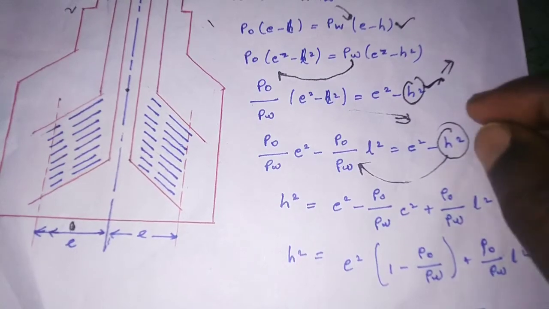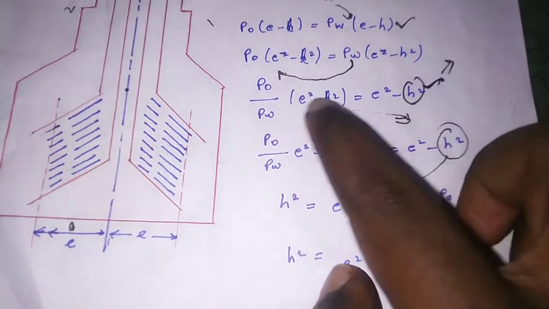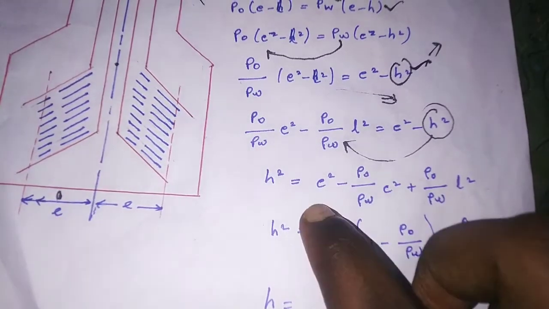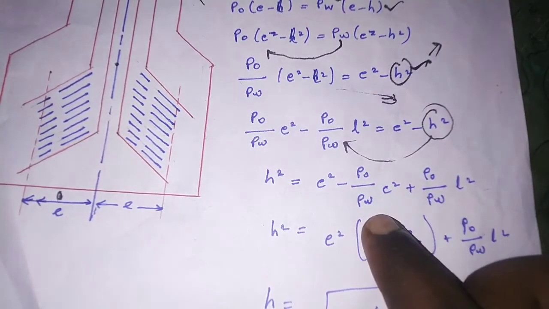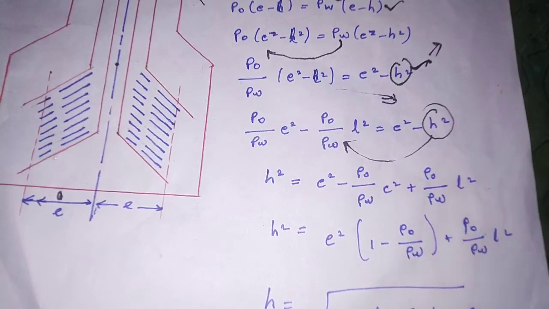So we need the H value. H will come to the left side of the equation, and the other terms will go to the right. So what will happen to the equation? H squared is equal to E squared minus rho naught divided by rho W E squared plus rho naught divided by rho W into L squared.